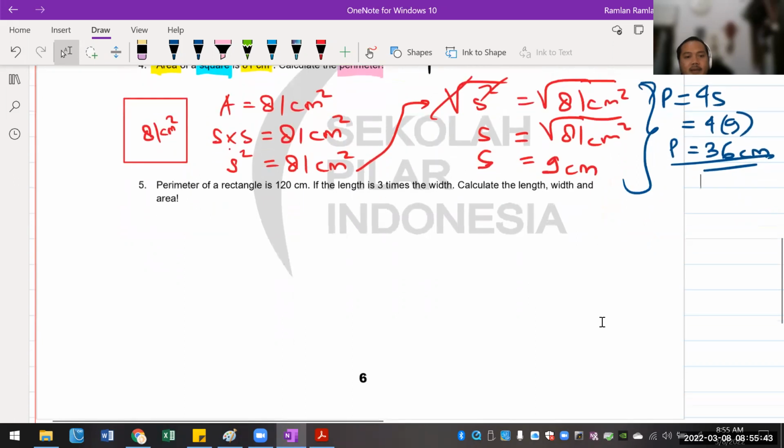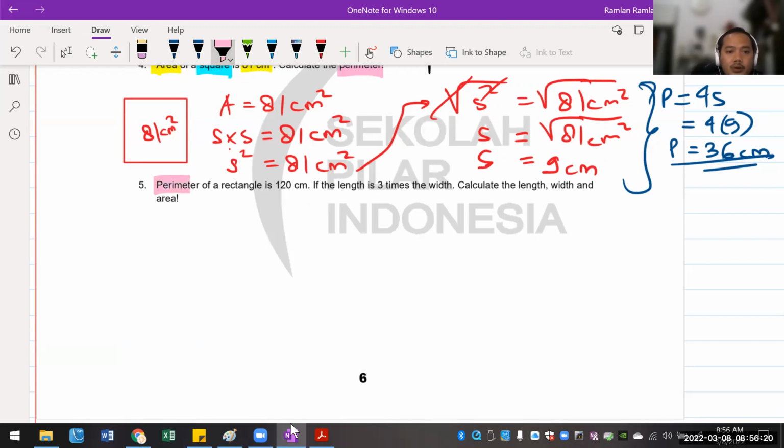Okay, perimeter of a rectangle is 120 centimeter. If the length is 3 times than the width, calculate the length, the width, and the area. Okay, here we go. This is more challenging because we have a lot of questions here, the length, the width, and the area, right? So again, like I said before, guys, first read the question carefully, complete a sentence until you get into the full stop of the last sentence, and then identify what you get from the question. So I'm going again to highlight some information that we can get from the question.